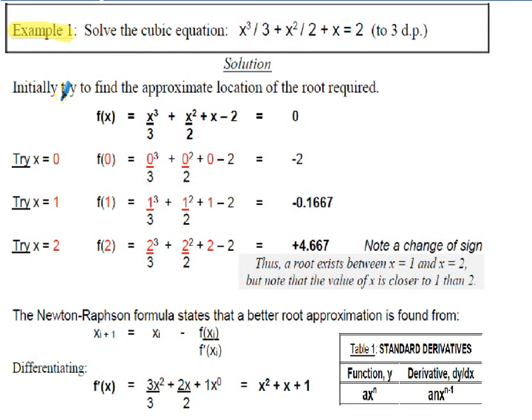Example 1 is an illustration of how to use the Newton-Raphson technique to solve for a root of a cubic equation. We're given a cubic equation, x cubed divided by 3 plus x squared divided by 2 plus x is equal to 2. We're asked to solve this for a root to 3 decimal places. Initially we have to estimate the vicinity of the root. There are several ways of doing this. We could plot a curve and look where the curve crosses the x-axis, or we could use a trial and error method, which I'm going to use here.